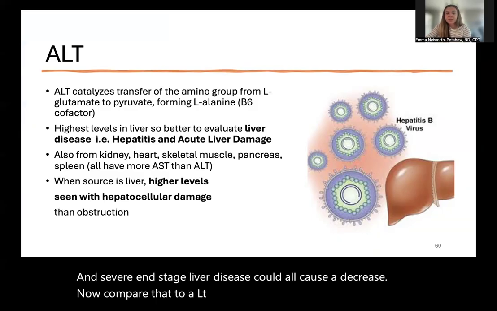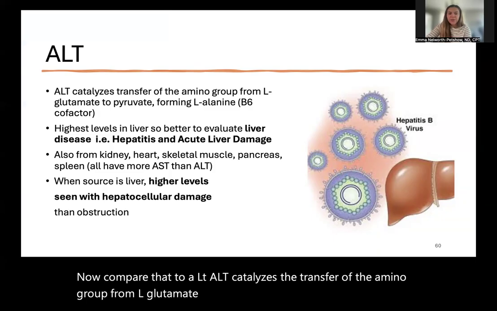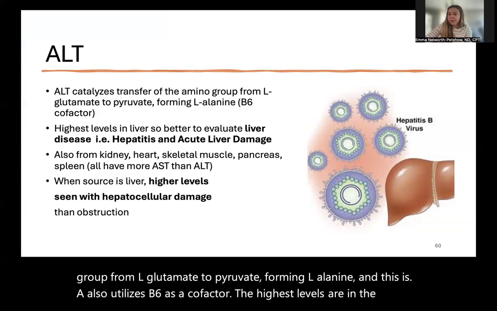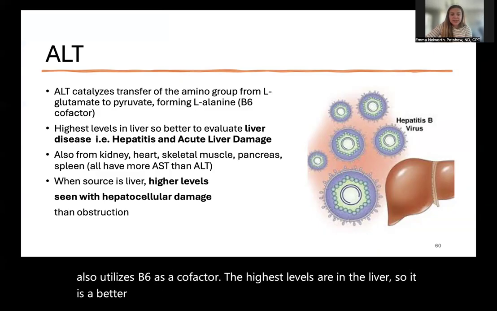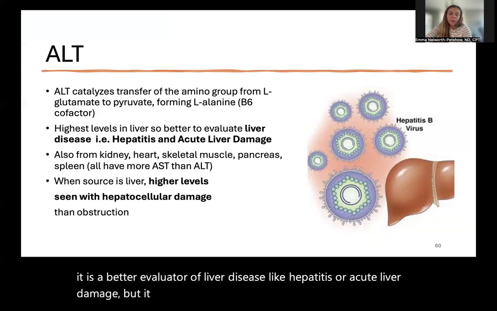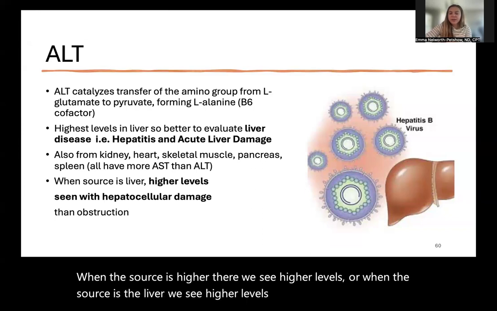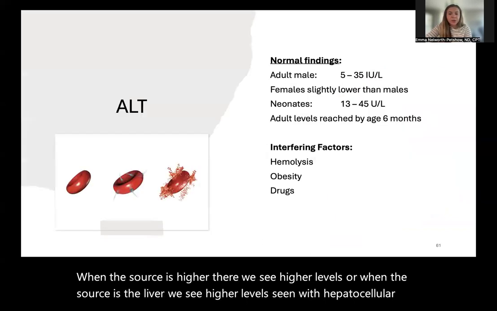ALT catalyzes the transfer of the amino group from L-glutamate to pyruvate, forming L-alanine. This also utilizes B6 as a cofactor. The highest levels are in the liver, so it is a better evaluator of liver disease like hepatitis or acute liver damage, but it also comes from other organs. When the source is the liver, we see higher levels with hepatocellular damage than with liver obstruction.